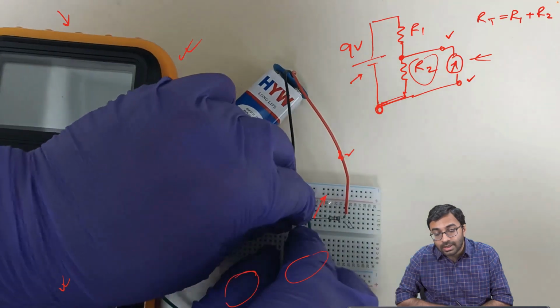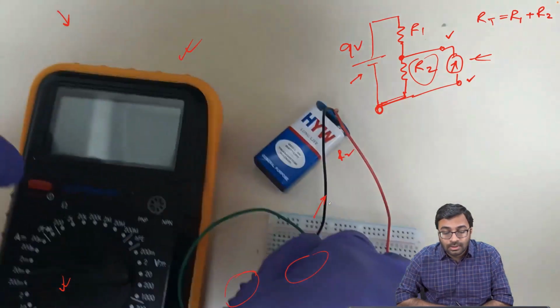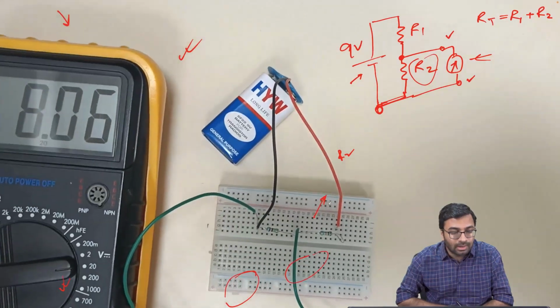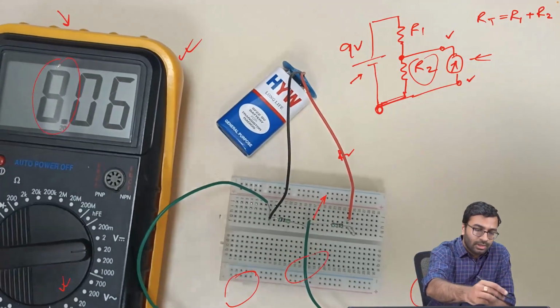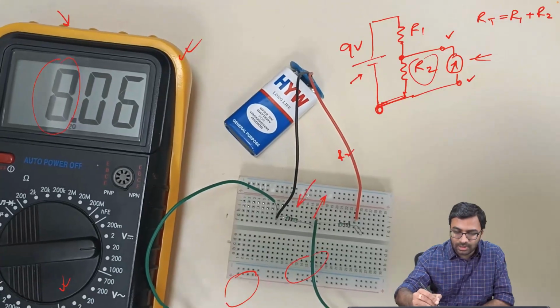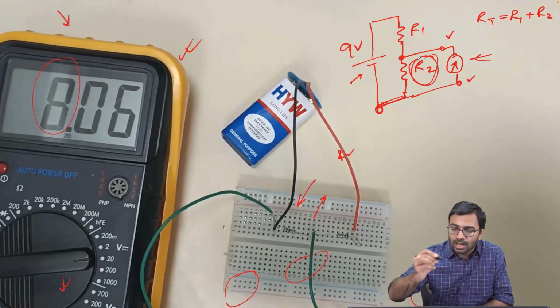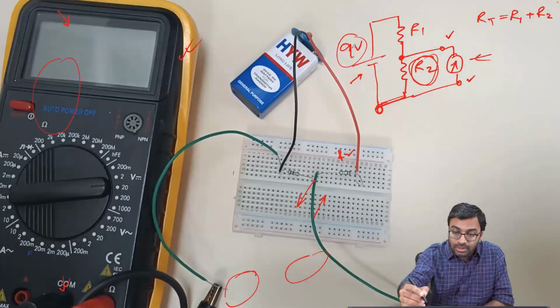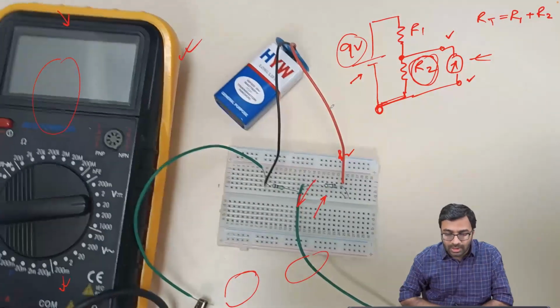Now once you connect the resistor and then the moment you switch on the multimeter, now it is giving 8.06. So once you change this resistor, the voltage across R2 will also change. Although your total voltage, that is the applied voltage, is 9 volt in both the cases.